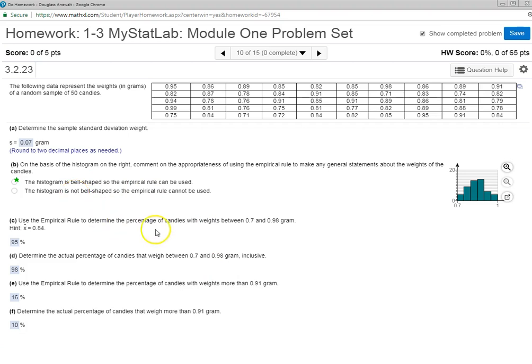Let's look at this example. Determine with the empirical rule the percentage of candies with weights between 0.7 and 0.98 grams. Now it's telling us what the mean is. The mean is 0.84.